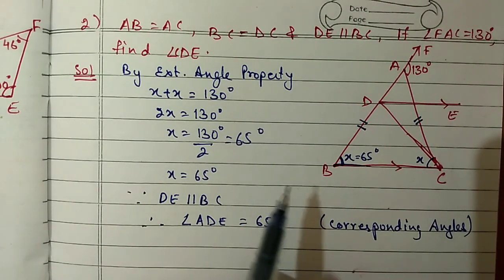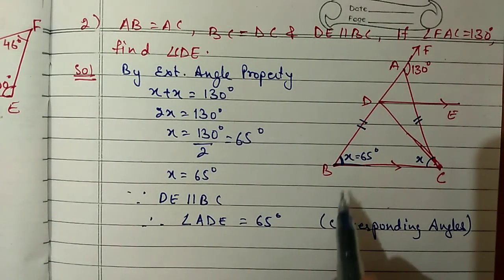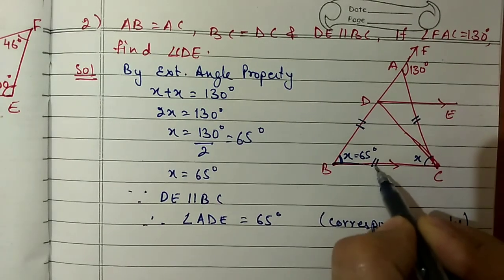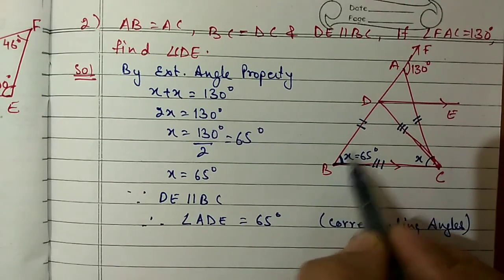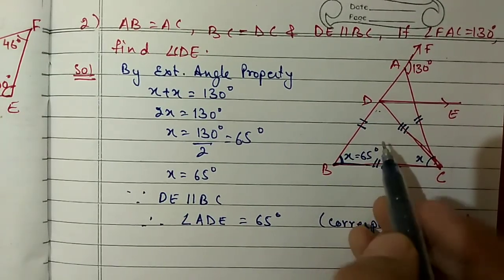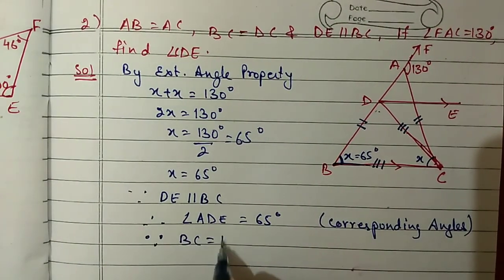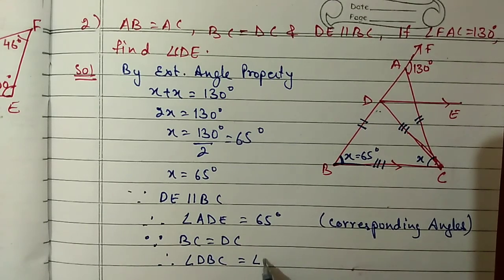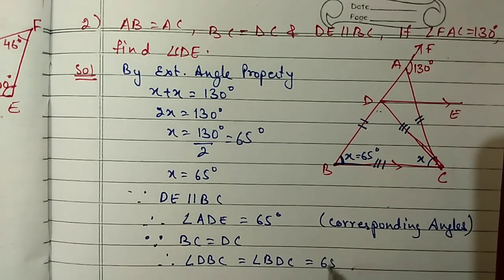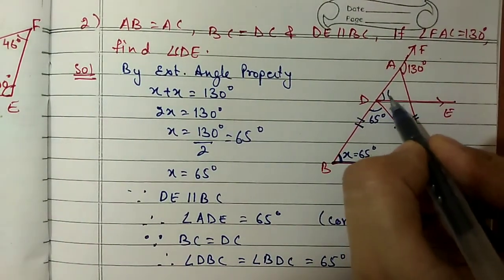After that one more information is given here. BC is equal to DC. This BC 1, 2, 3 and this is equal to this. It means if these two are equal then this and this angle also will be equal. So because BC is equal to DC, therefore angle, this angle DBC will be equal to angle BDC equal to 65 degree. Means here also it will be 65 degree and this also will be 65 degree.